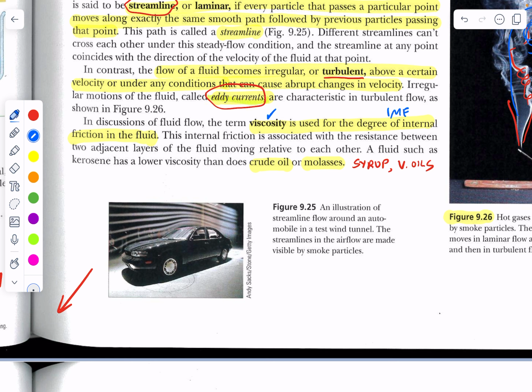Examples of very viscous liquids would be crude oil, molasses, maple syrup. Some syrups are very, very thick and gooey, and others are thinner. I've been at my in-laws when they were still alive.